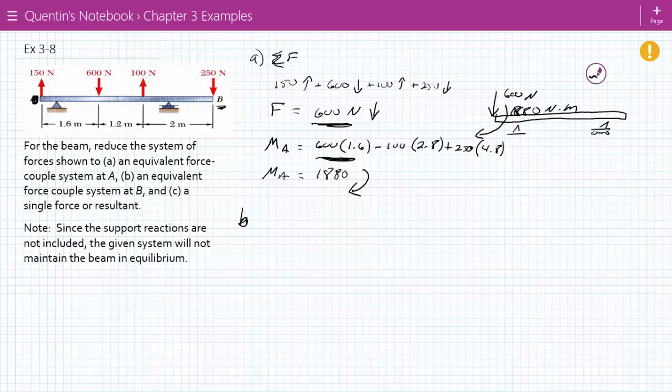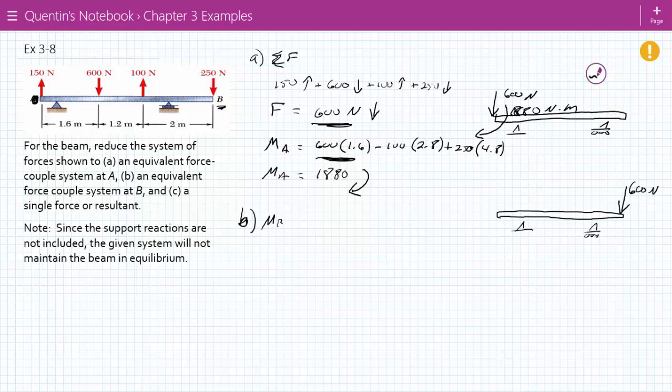Okay, let's look at part B. We want to do the same thing, but at point B. So here we'll draw the same beam with the same loads. But now we're going to put some amount of force here and some moment. What is that force? Well, the translational force is again the same. It has to be 600 because that has to stay constant. But what is that moment? That's going to be a different animal.